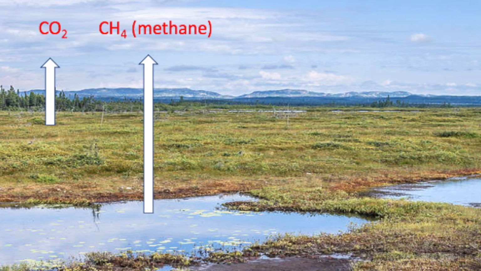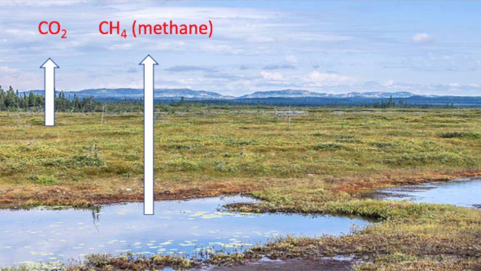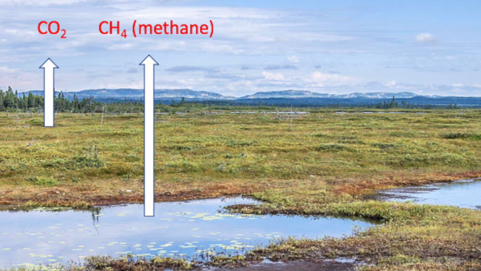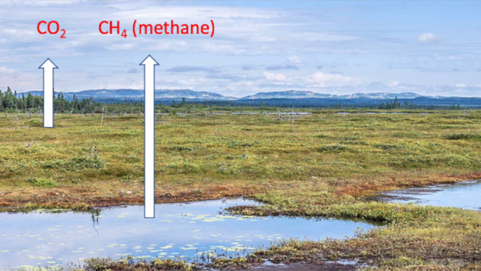And this plant matter, this organic matter, is stable so long as it's locked in frozen permafrost. But when the permafrost thaws, it begins to experience microbial decomposition. And this produces greenhouse gases, both carbon dioxide and methane.